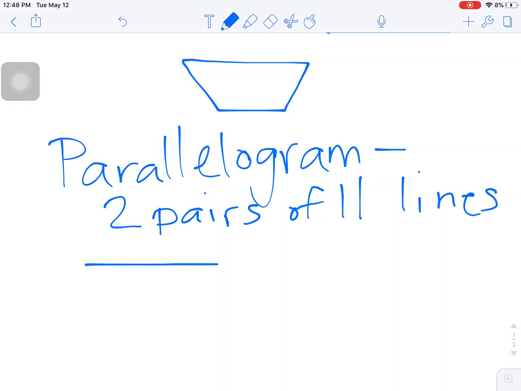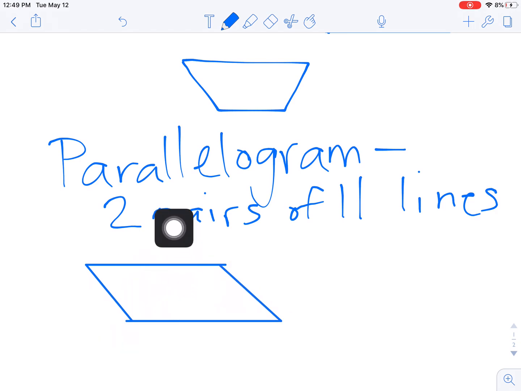Parallelograms have two sets of parallel sides. These lines could go on and on and on forever and never touch. And since it's a quadrilateral, we need four sides. We could connect these two lines with two more lines, which again would be parallel because they go on and on forever and they would never touch. So this is a parallelogram. The funny thing about a parallelogram is, notice it said two pairs of parallel sides.